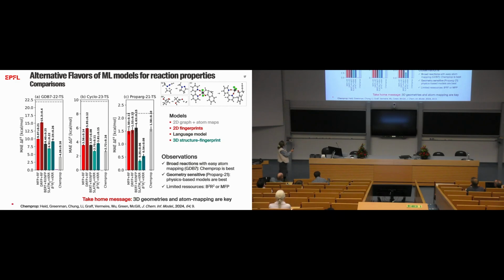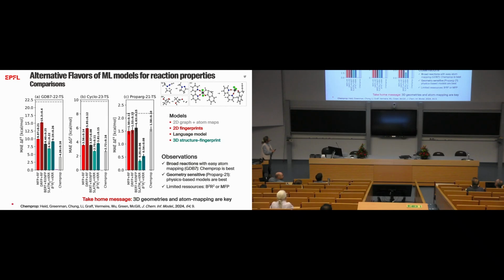And if you look at the GDB set here, even a 2D based graph neural network does a way better job than what you have here in green, which are the physics-based representations, or in red, which are the Morgan type fingerprint. That's not necessarily true for this challenging propargyl set or this other example that is a cycloaddition type of set, but really for the GDB, there is still progress to make.